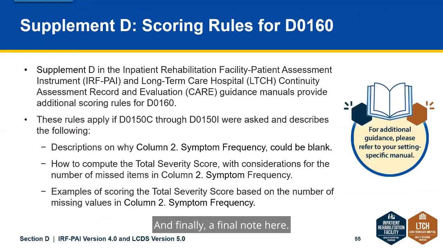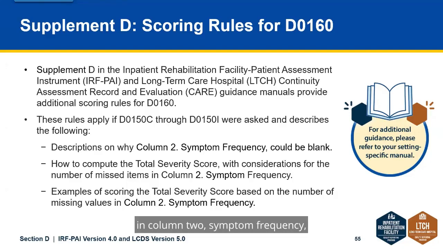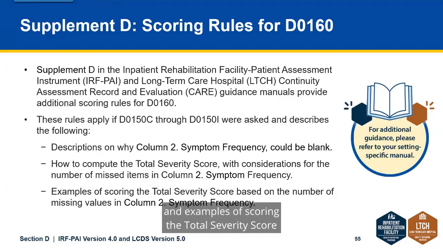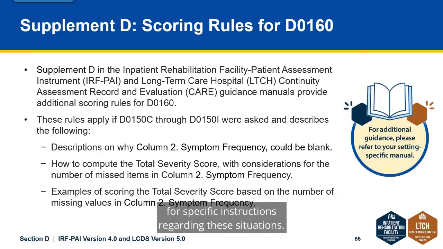And finally, a final note here. Supplement D and the IRF-PAI and LCDS guidance manuals provide additional scoring rules for D0160. Now, these rules apply if D0150C through D0150I were asked and describe the following. Descriptions on why column 2 symptom frequency could be blank, how to compute the total severity score with considerations for the number of missed items in column 2 symptom frequency, and examples of scoring the total severity score based on the number of missing values in column 2 symptom frequency. We invite you to review that guidance for specific instructions regarding these situations.